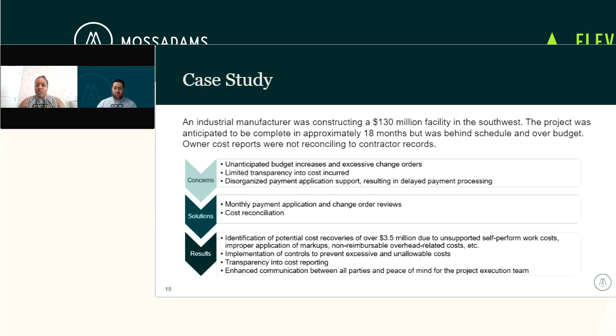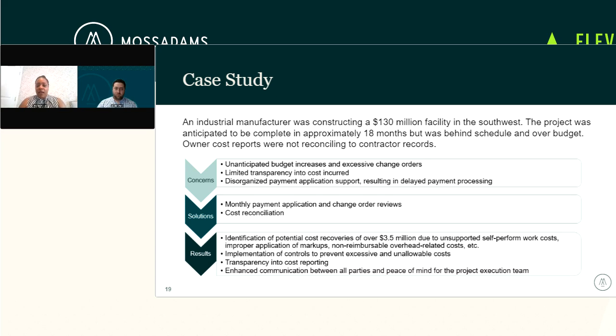So they actually brought us in to do monthly pay app and change order reviews as those were submitted. And we got brought in a little bit late. So the project was already, I want to say, 9 to 12 months in by then. So we kind of retroactively went back and reviewed those initial payment applications. And then from there forward, did a monthly cadence. We also performed a cost reconciliation between contractor records, payment applications, and owner records.